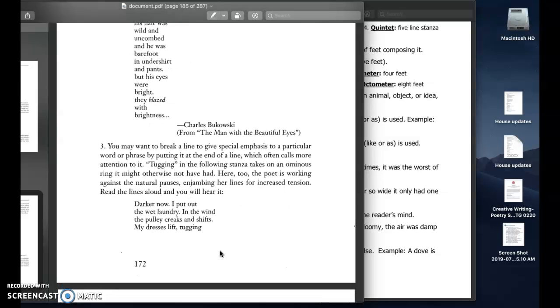More so, you might want to break up the line and give emphasis to a certain word or phrase, and then you put that word or phrase at the end of the line. And that's what really makes us pay attention to it.